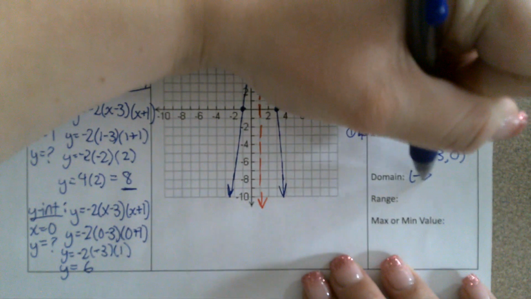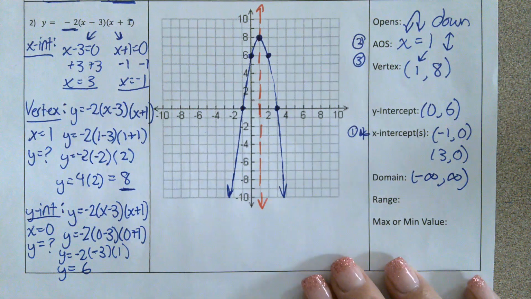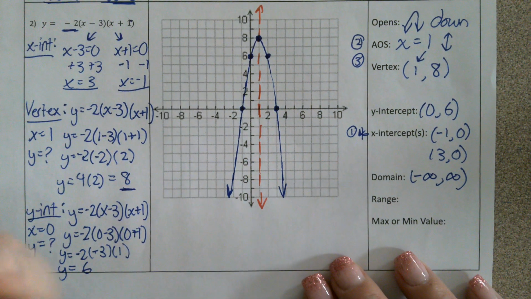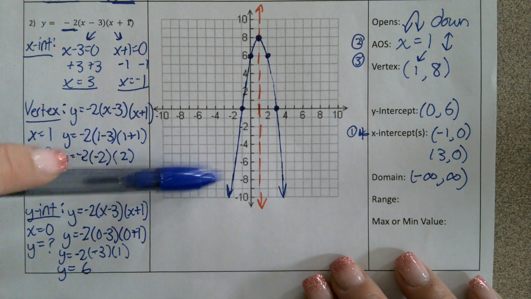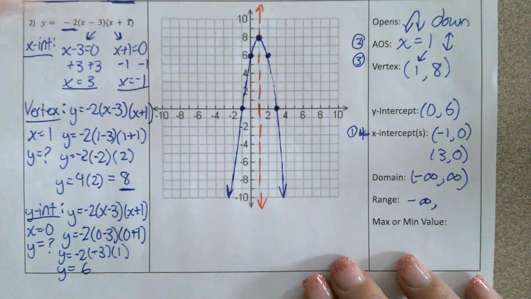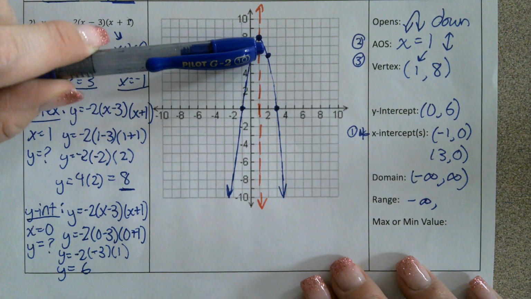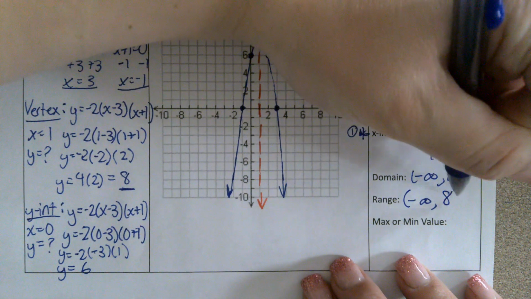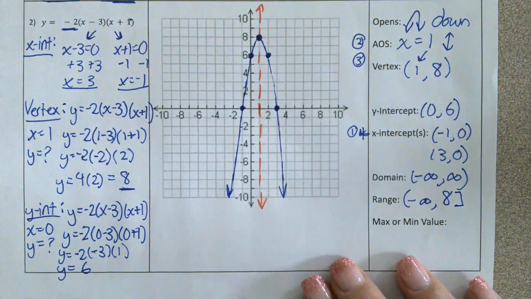Domain, negative infinity to infinity. Range, be careful here. We go from bottom to top. Notice the bottom is where our arrows are. It's going down to negative infinity. So our graph is starting at negative infinity, and then it goes up and stops at 8. Negative infinity gets parenthesis, 8 gets the bracket.